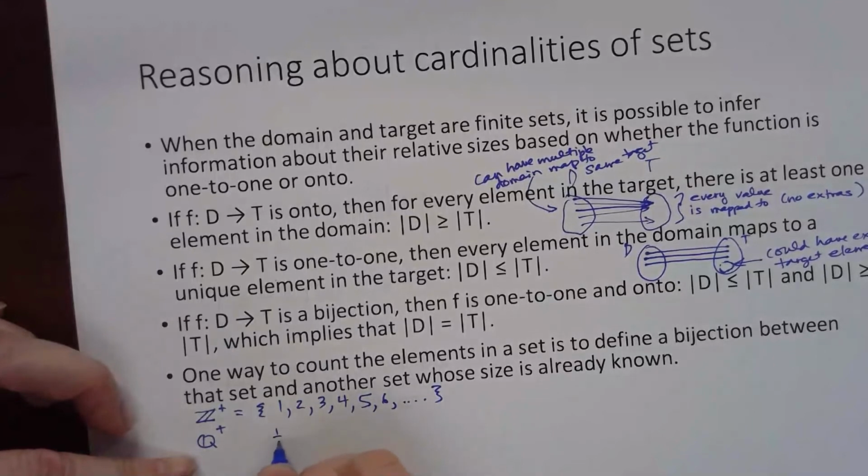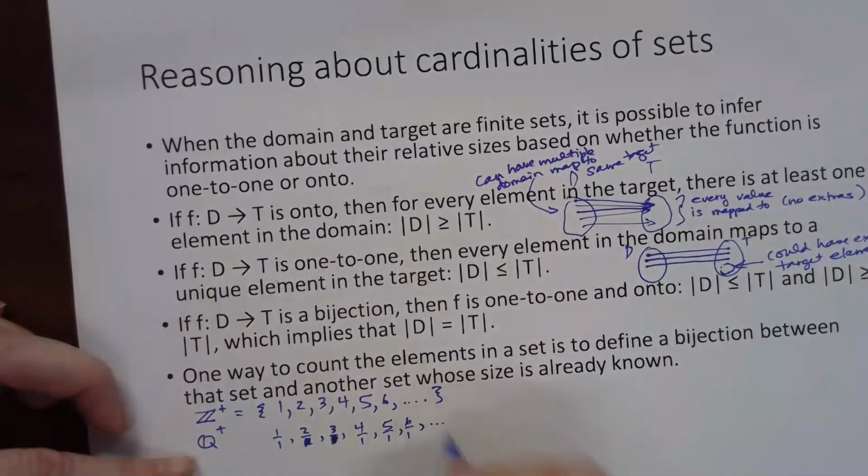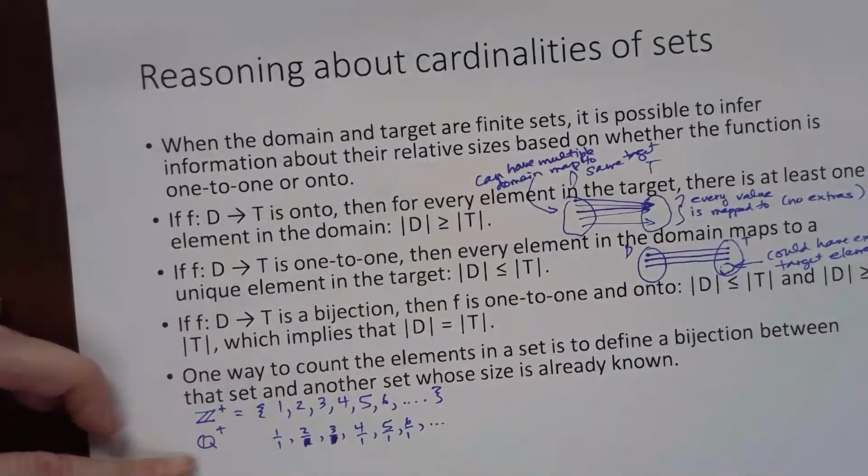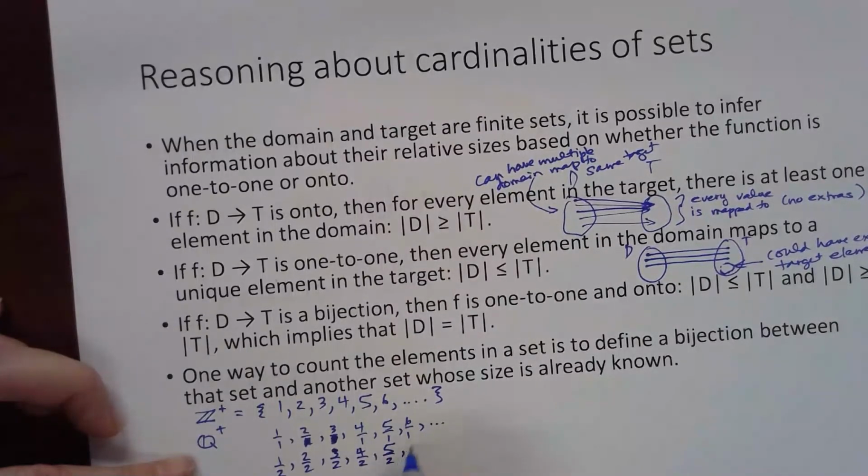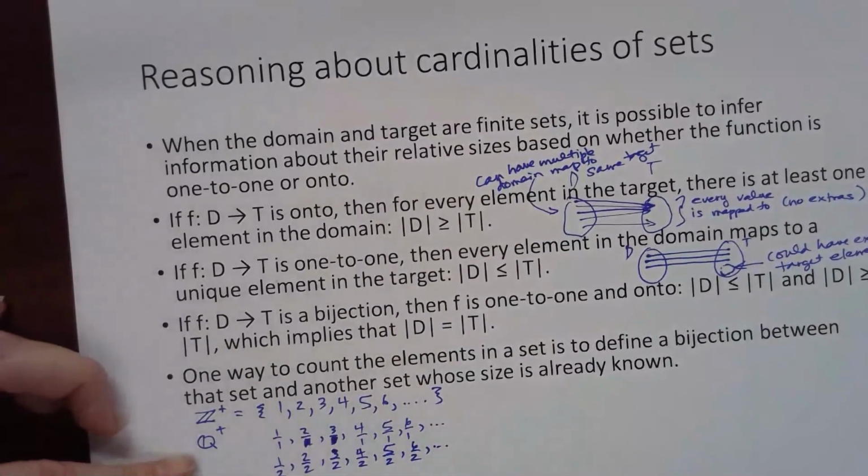So I could write this as 1 over 1, 2 over 1, 3 over 1, 4 over 1, 5 over 1, 6 over 1, right? So we got all of those. But there's a whole bunch of other rational numbers as well. So I could write 1 over 2, 2 over 2, 3 over 2, 4 over 2, 5 over 2, 6 over 2. Now some of these reduce to the same things, and so I've repeated some, but it's just convenient for us to see a pattern this way.